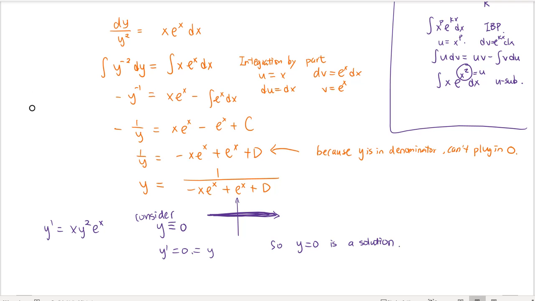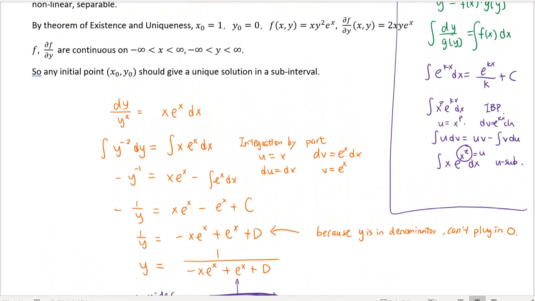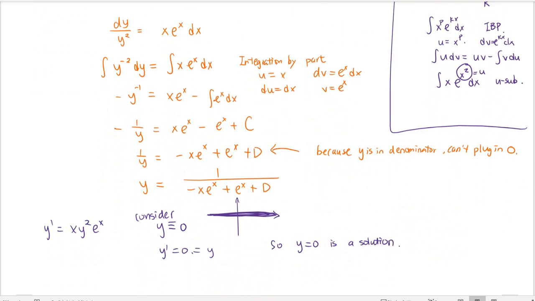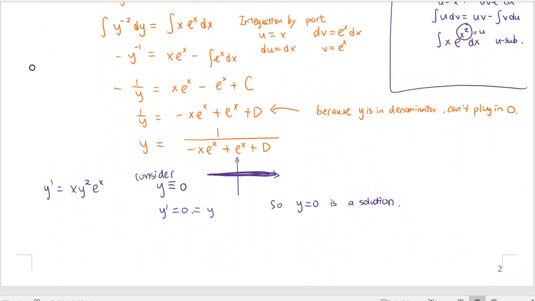Alright, so that's why here, because our initial condition y of 1 equals 0, so y is 0, that's why the solution is, okay, because the initial condition is (1, 0), so the solution is y equals 0. Okay, then you might ask, oh, how about this?